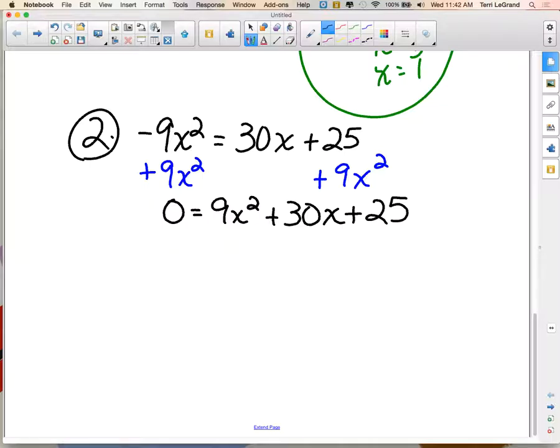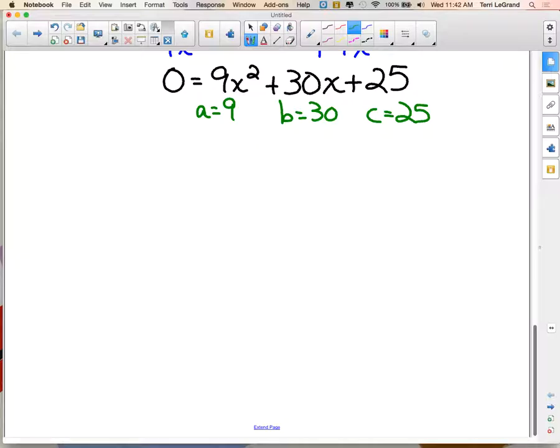Okay, now we can do our A, B, and C. A equals, B equals, C equals. Oof, we've got some big numbers. 9, 30, 25. This is going to be a good time. Going to make our diamond.